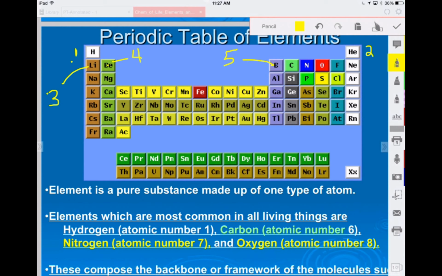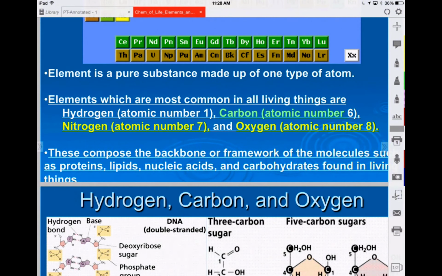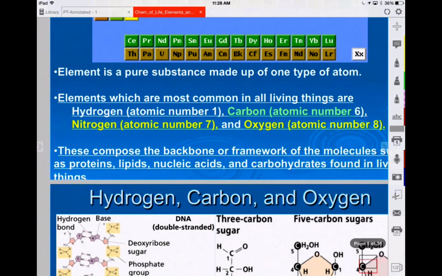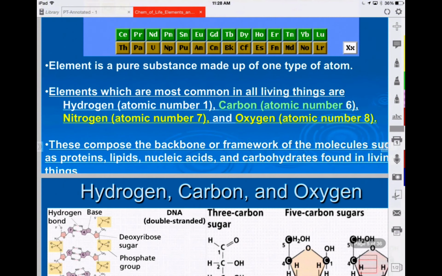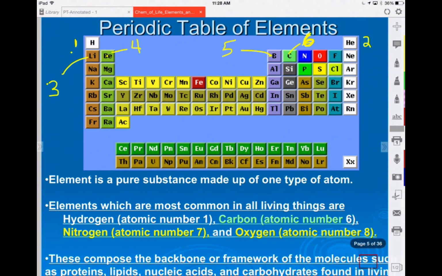As I go across, I just know that one more proton is being added to each element as we go along the periodic table. For example, carbon is 6. Nitrogen 7, oxygen 8. Now, all living things and non-living things are made out of these elements. Proteins, carbohydrates, lipids, nucleic acids, all these important things that are important for life are made out of just these elements in the periodic table.